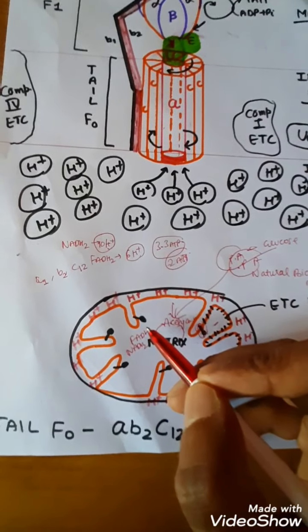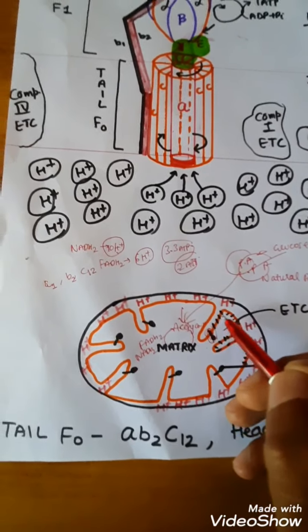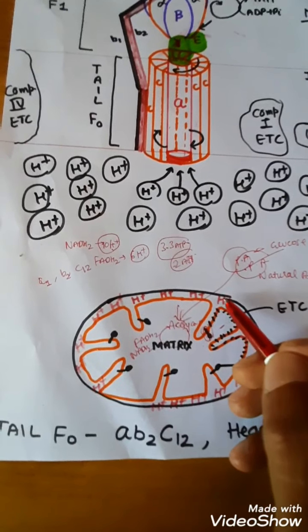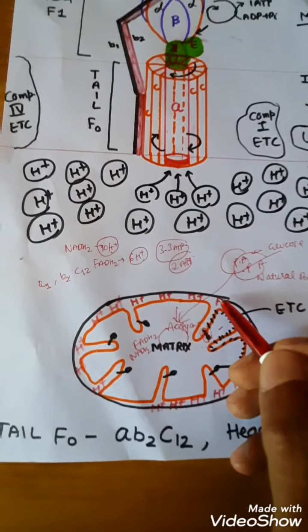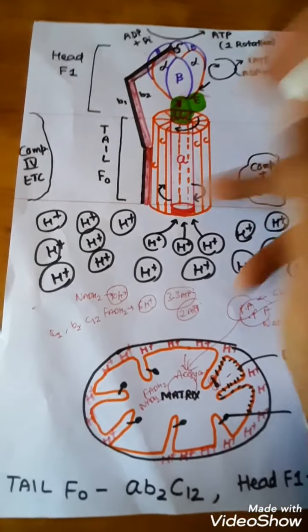These NADH2 and FADH2 are oxidized by the process of electron transport chain. As a result of the electron transport chain, a large number of protons are accumulated in the intermembrane space, and finally these protons, by the process of oxidative phosphorylation, lead to the generation of the ATPs.